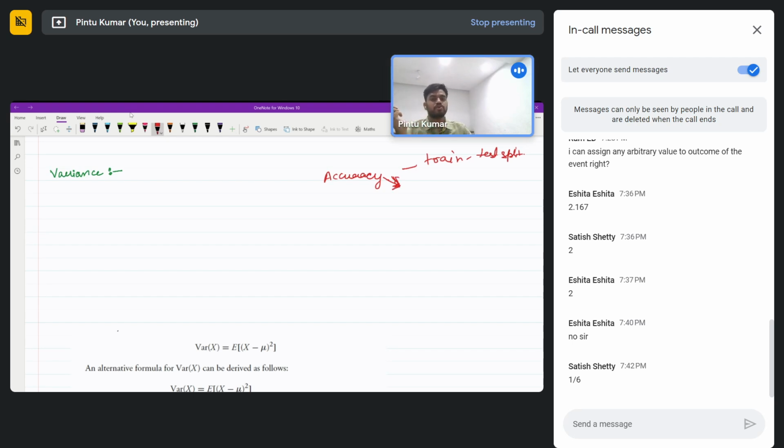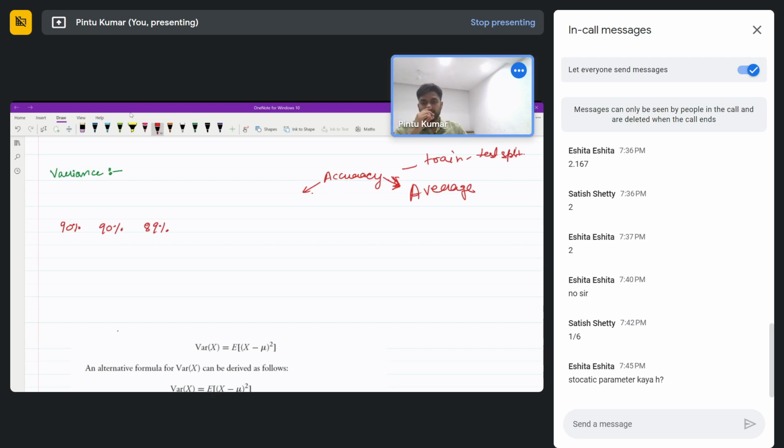So generally it is good to report your average accuracy. You train your model and test it, let's say 10 times, and then you report your average accuracy. I'll motivate it this way, but variance is useful in a lot of other places also. So you are getting an accuracy of, let's say 90%, again 90%, again you got 89%, and you got 91%.